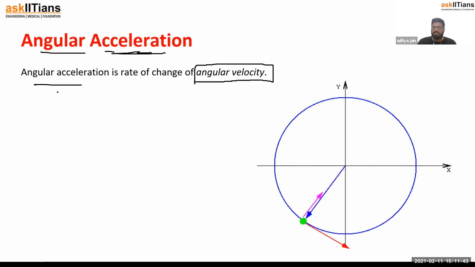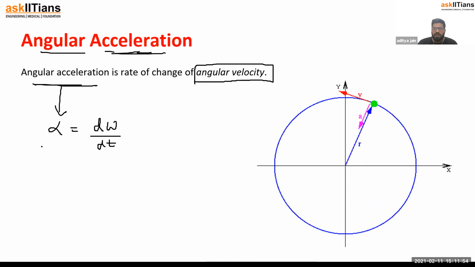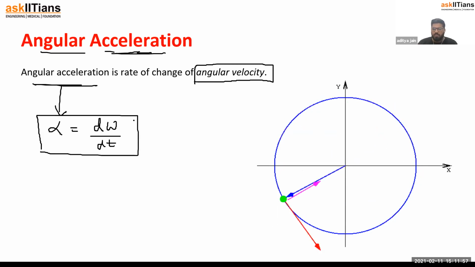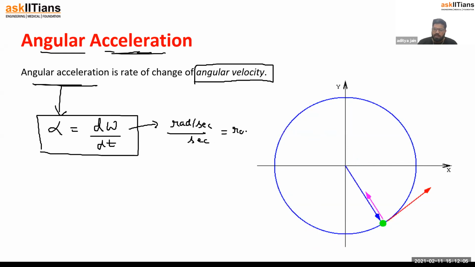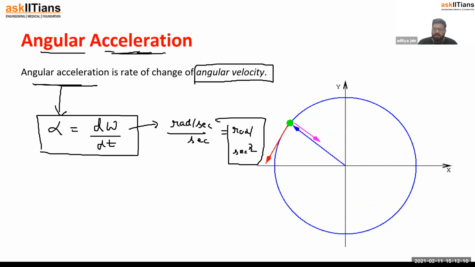Angular acceleration is the rate of change of angular velocity. It is generally denoted by the symbol alpha, and it is d omega by dt. What should be the unit of angular acceleration? The unit of angular velocity is radian per second. This is divided by time, so it will be radian per second square. This will be the unit of angular acceleration.